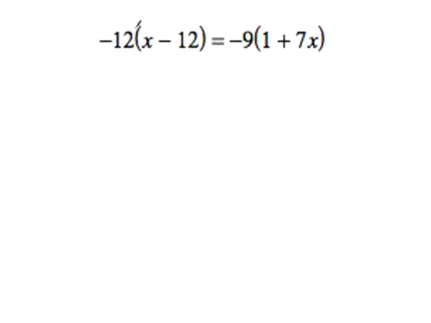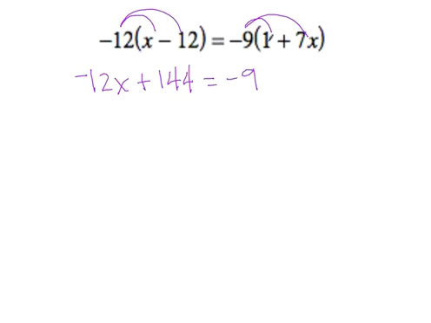On the last one, negative 12 times (x - 12) equals negative 9 times (1 + 7x). To clean up, I'm going to start with the left side and distribute the negative 12 to everything inside. Negative 12 times x is negative 12x. Negative 12 times negative 12 is positive 144. On the right side, I would distribute the negative 9 to everything inside. Negative 9 times 1 is negative 9, and negative 9 times 7x is negative 63x.